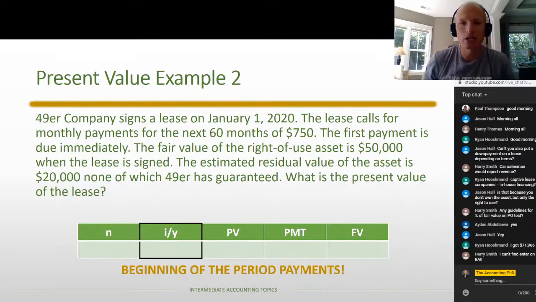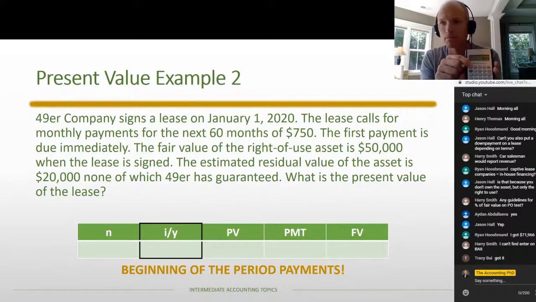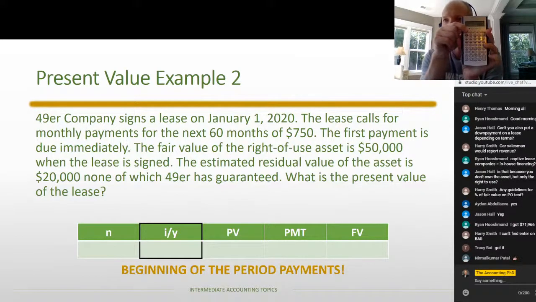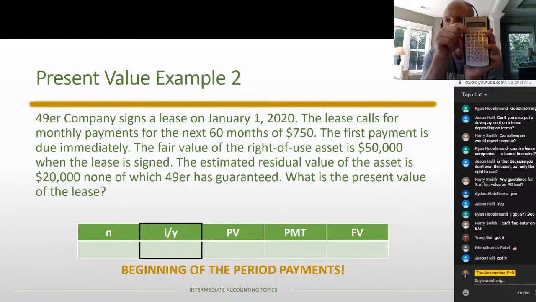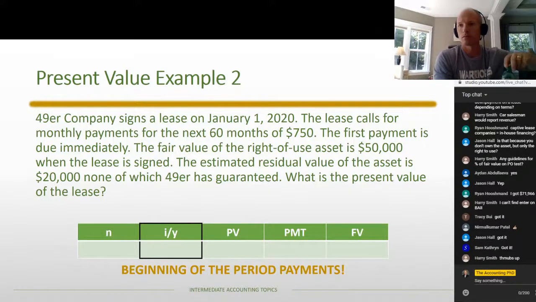So enter is the second button at the top. It's right up there. So Harry, were you able to find it? Sweet.